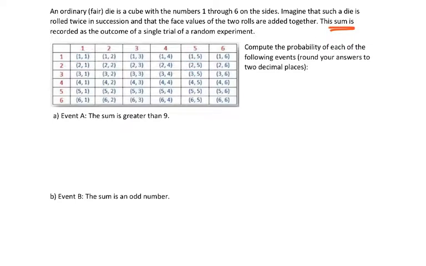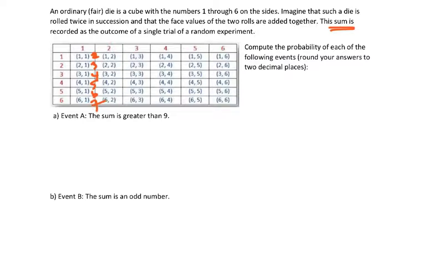Okay? So it says compute the probability of each of the following events. Round your answers to 2 decimal places. For part A, we want the sum to be greater than 9. The first thing I'm going to do, before I even try to compute that probability, is given all these different possible outcomes, add these numbers here. If I look at this 1 comma 1, that sum is a 2. 2 comma 1 is a 3. Then a 4. If you notice, there's a pattern here.